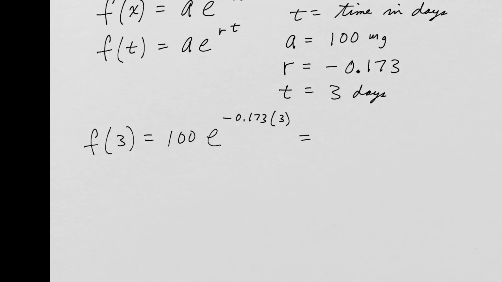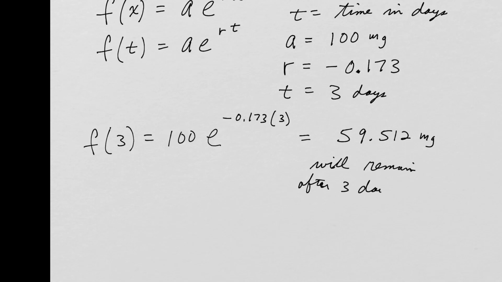And make sure, like, try this out, make sure that you're getting this correct answer. In this case, it should be 59.512 milligrams. So that's how much will remain after 3 days. Right? That's the amount you're going to have after 3 days. So we started at 100, it's decaying. At 3 days, you're going to have 59.512 milligrams.